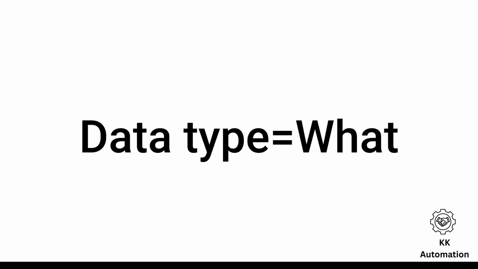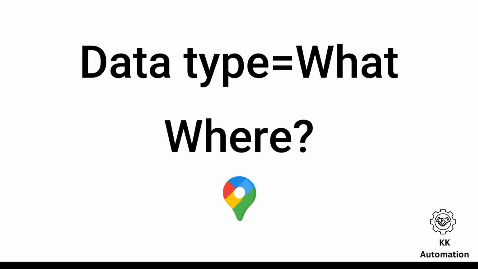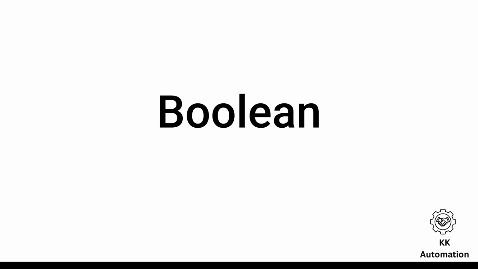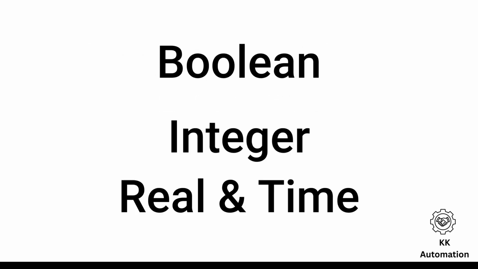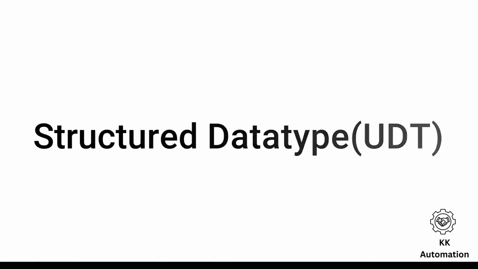Conclusion and next steps. So, to review, we learned that all variables have a data type, the what, and an address, the where. We covered the basic types, like Booleans, integers, reals, and time formats. These basic types are the building blocks for everything else. In the next video, we will build on this knowledge. We'll explore structured data types or user-defined types, UDTs. This is where you can combine these basic types to create your own custom data type, which is an extremely powerful and organized way to program.